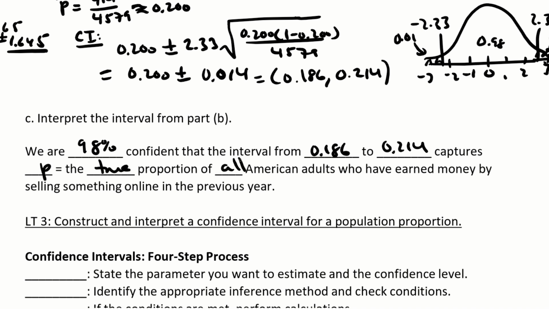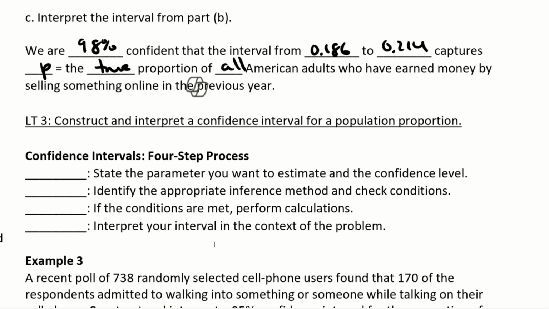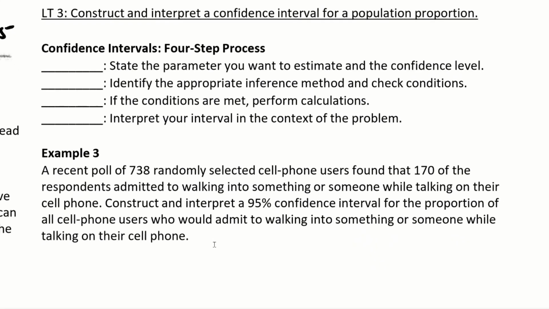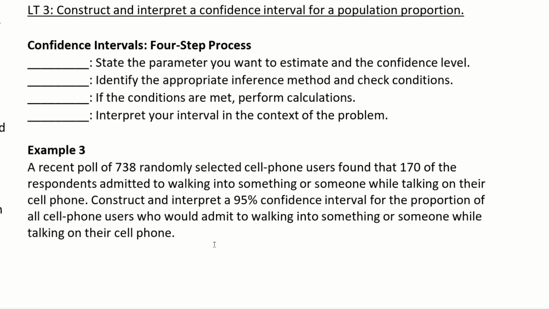All right, that takes care of that. So let's look at the learning target 3. So really, we're going to wrap this up with this last learning target. And really, we're going to do another confidence interval calculation, but we're going to do the full-on process. We're going to check the conditions. We're going to state the parameter we're trying to estimate. So we're going to do the entire thing.